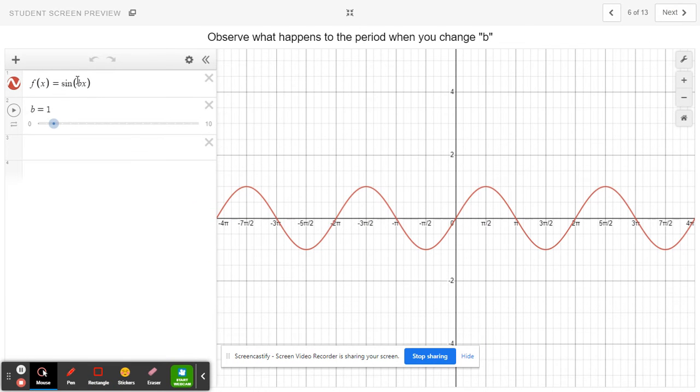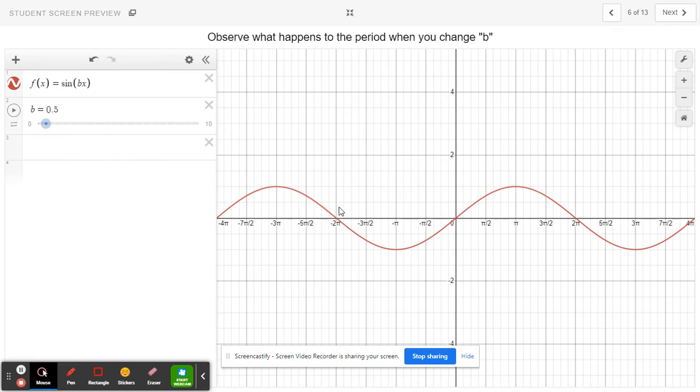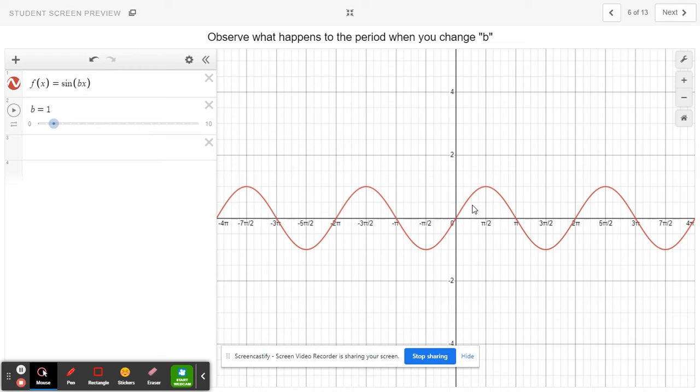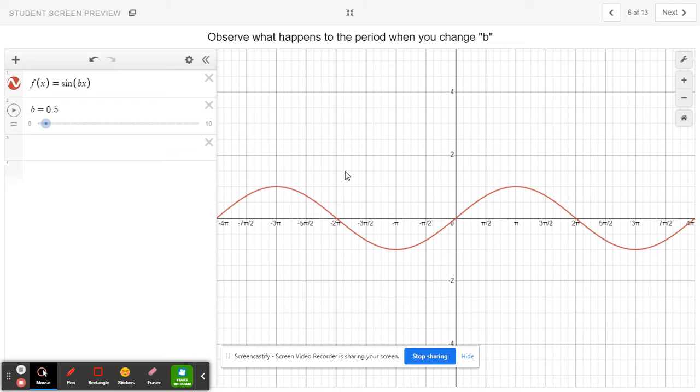All right, so here is the parent function of sine of x, and I got a b in there, so our slider is going to affect the b. If I make b 1/2, what happened to the period? Let's put it back at 1. So here's our normal one. Our period is 2 pi, right? From 0 to 2 pi is one cycle. And if I make b 1/2, now 0 to 2 pi is half a cycle. So the full cycle is from 0 to 4 pi, and now my period would be 4 pi.